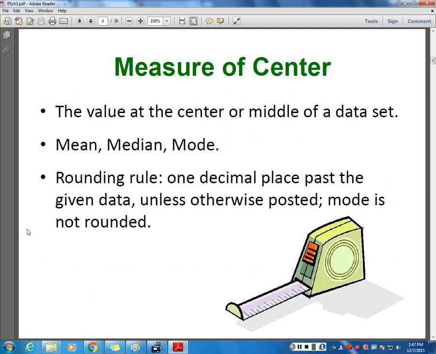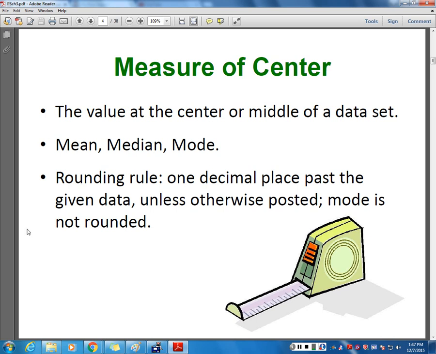Well, as mentioned before, descriptive statistics usually describe either center or spread. So we'll talk about a few measures of center. A measure of center is the value at the center or middle of a data set. And we'll talk about three different types: mean, median, and mode.